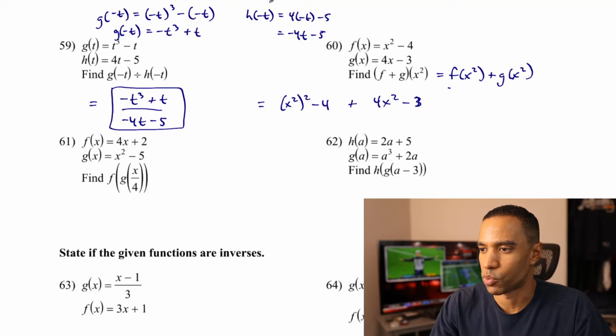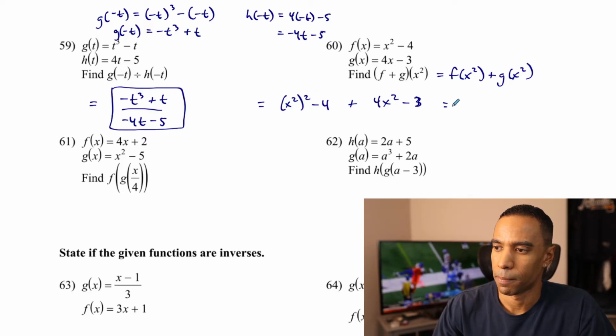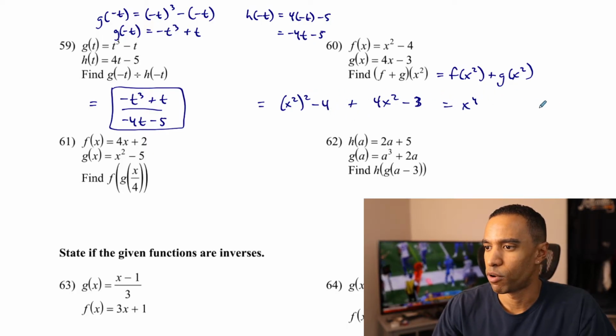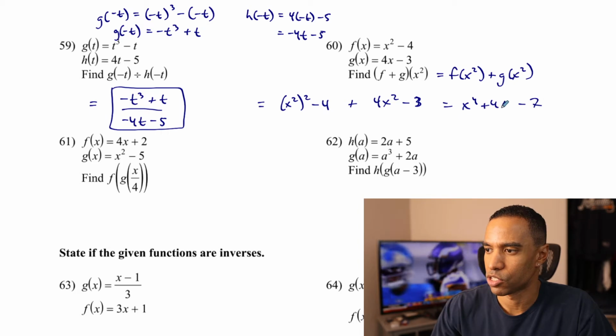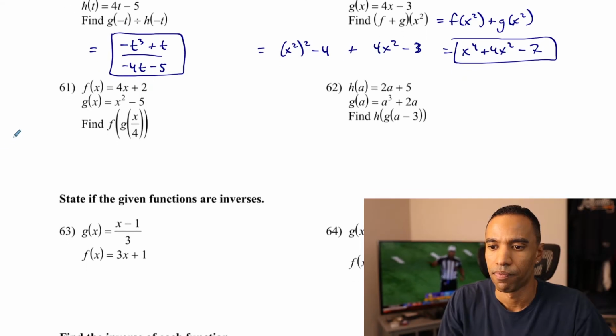So substituting x squared in for x right there, and then combine like terms. X squared squared is x to the 4th. And then negative 4 minus 3 is negative 7, and I have plus 4x squared right there. So there it is. Yep, not too bothersome.